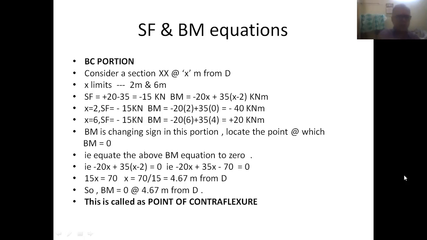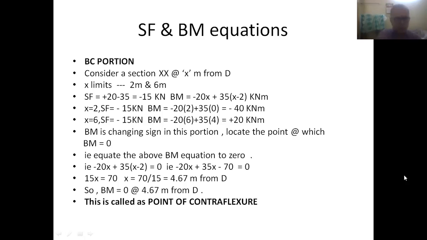Now, friends, we have to fix the limits for x values. Here, the lower limit must be taken as 2 meters. The distance between D and C is given as 2 meters, so therefore it has to be taken as 2 meters. And the distance between D and B is given as 2 plus 4, that is 6 meters. So the lower limit has to be taken as 2 meters and the upper limit as 6 meters, so far as this particular portion is concerned.